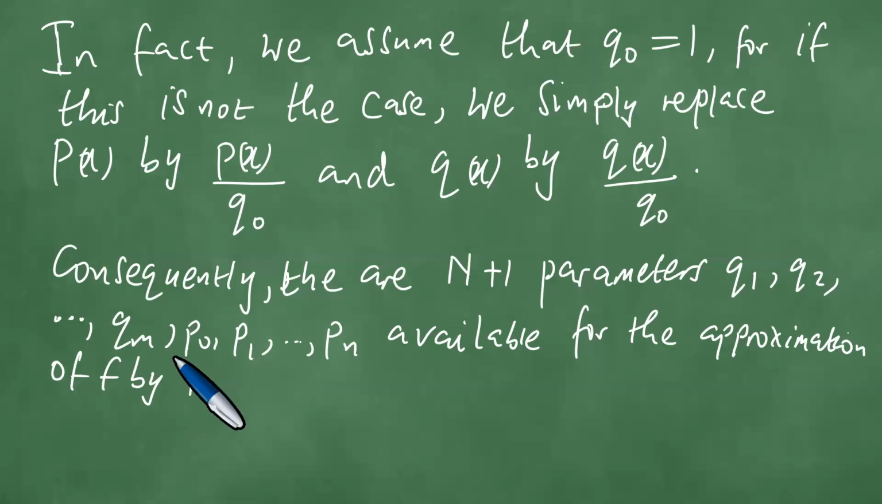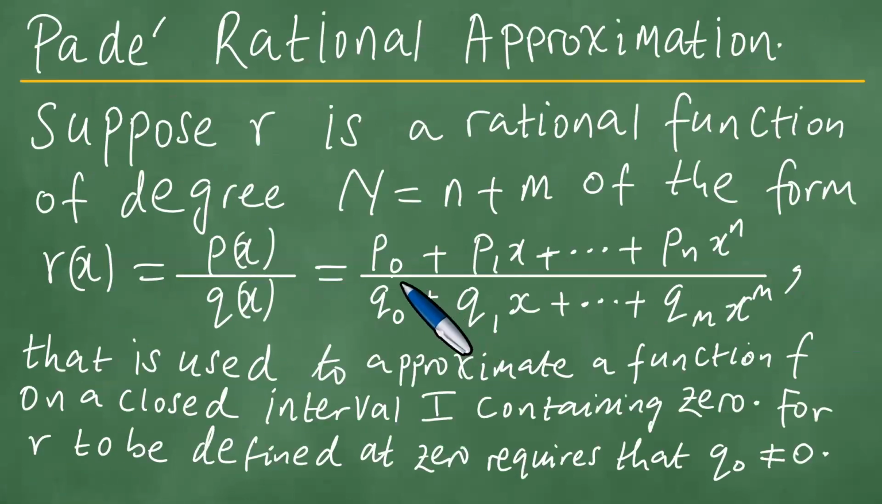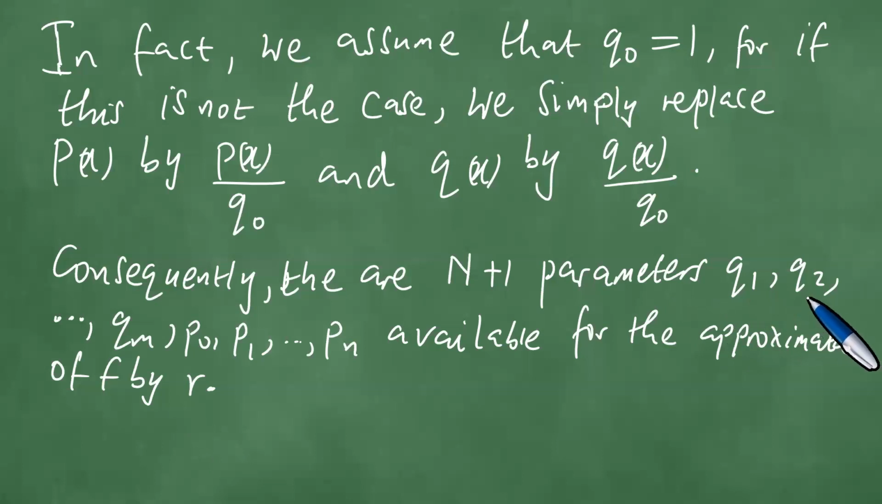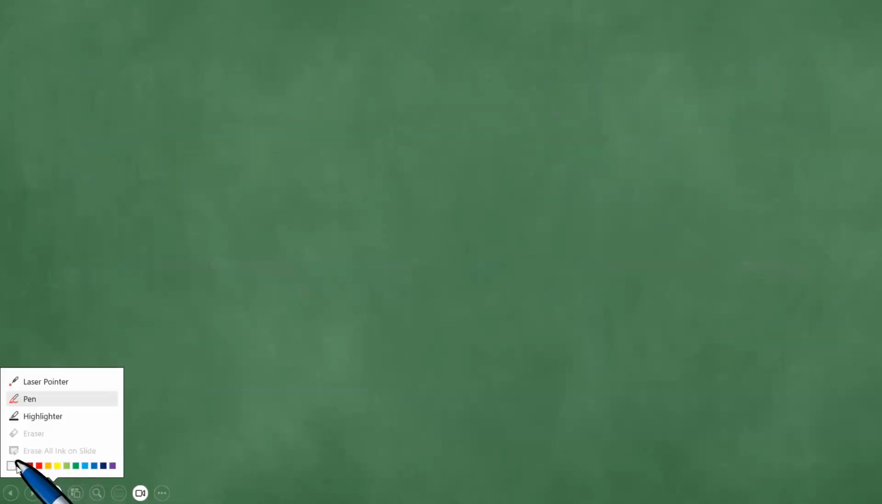Obviously, why do we have p naught up to pn? It is simply because those are the parameters. And we are looking at the case where we assume that q naught is not 0. If it is 0, then we use the other parameters to approximate. So the parameters we consider are from q1. Why do we consider from q1? Because q naught is taken to be 1. We use these parameters as those available for the approximation of f by r, and we continue with ease. Next question.